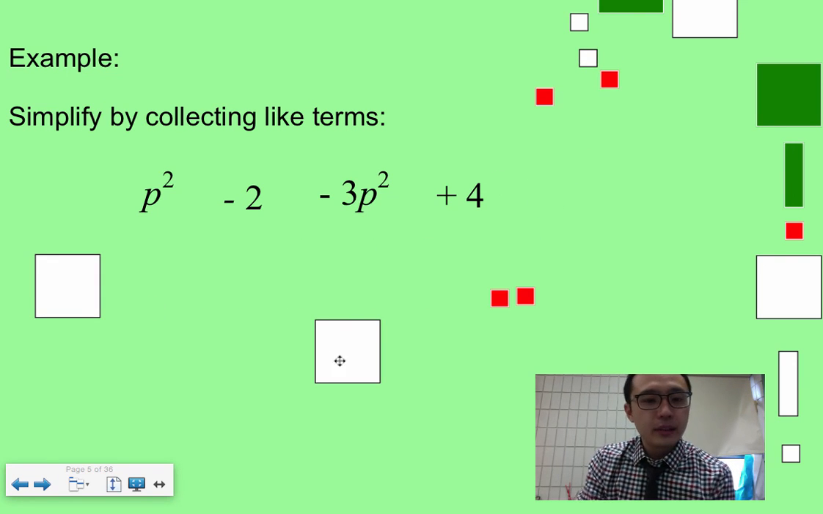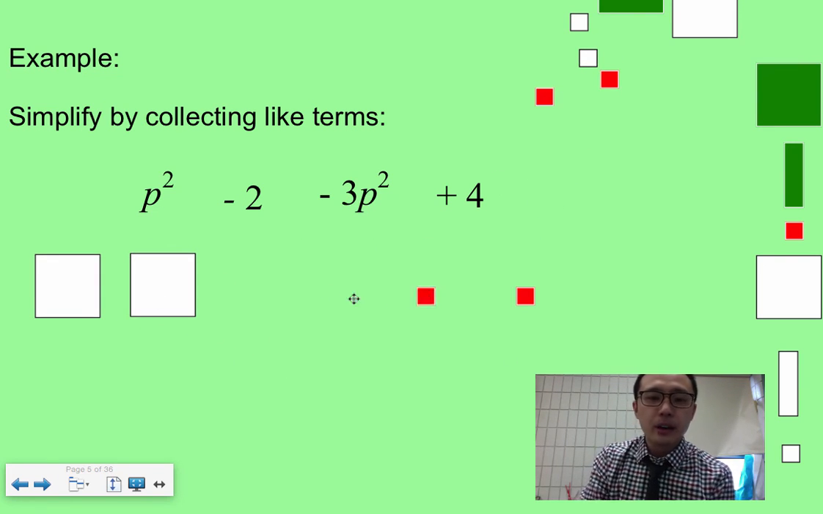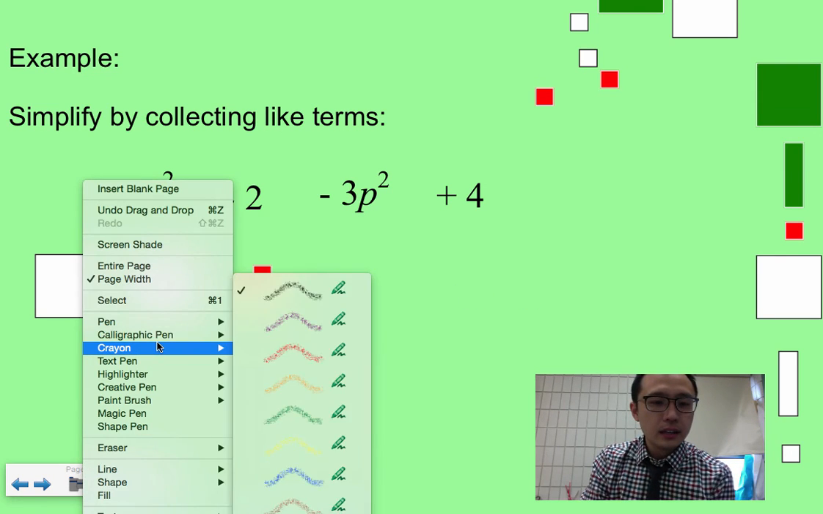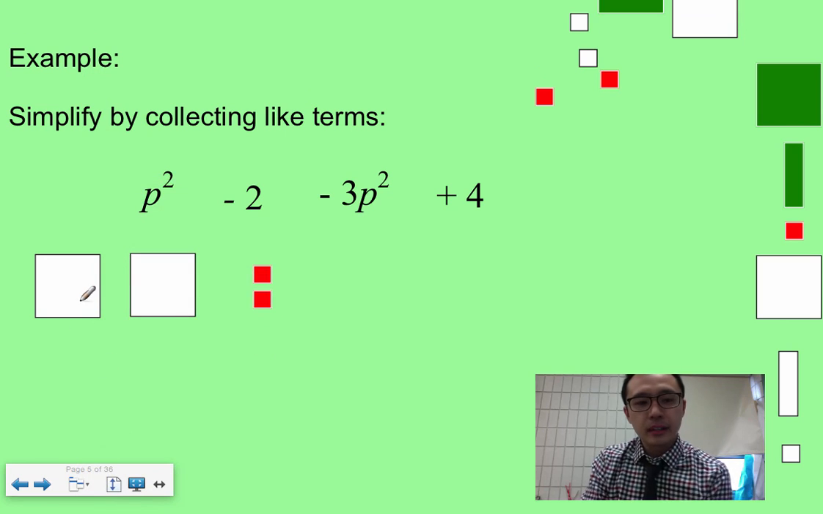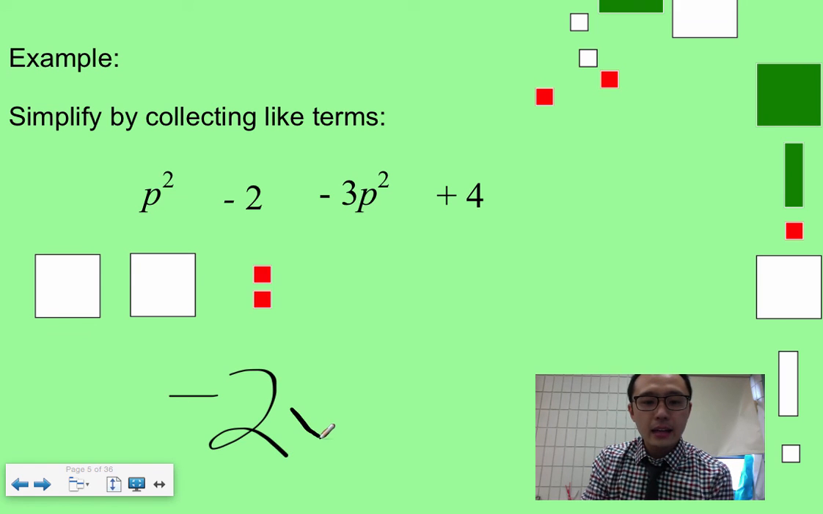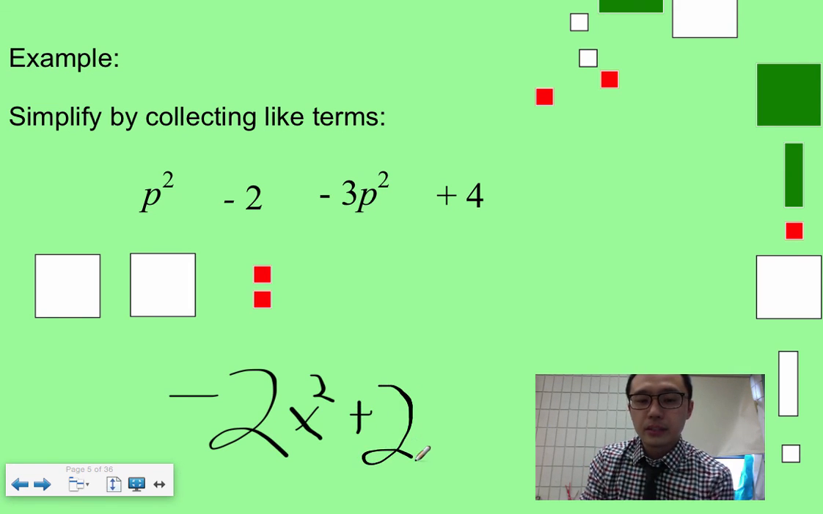So what are we left with? We have 2 of those big blocks, which means squares, and 2 little blocks means constants. So let's write out the answer. This is your negative x squared, so we have 2 of them, so it'll be negative 2x squared. And each of these red ones are 1, so we have 2 plus 1, so that'd be +2. So that's all it is about collecting like terms.